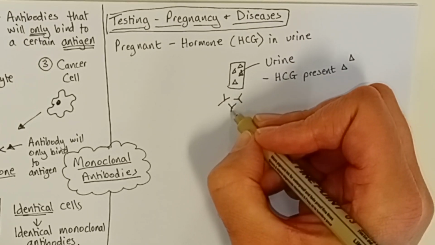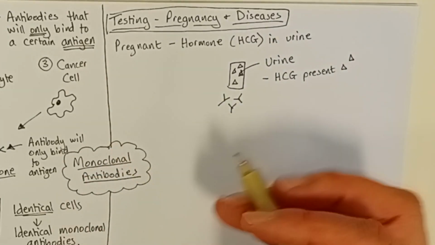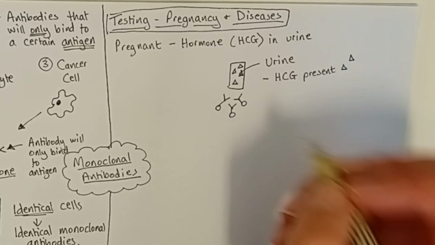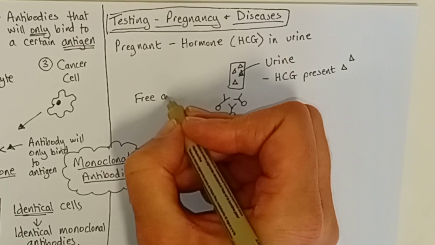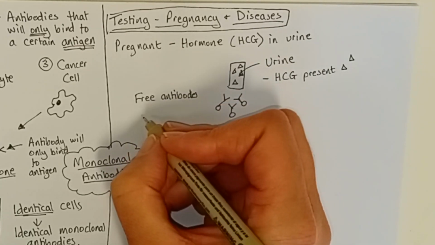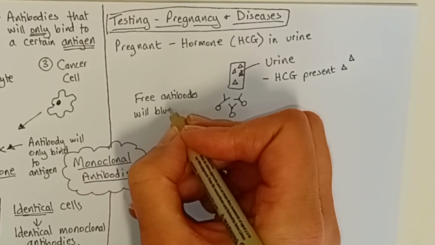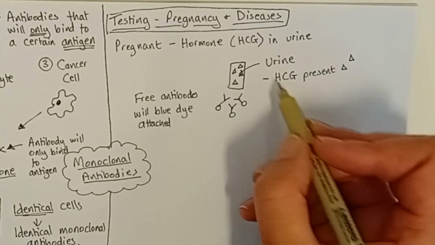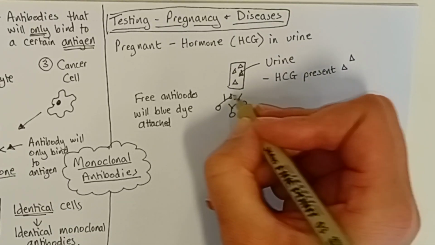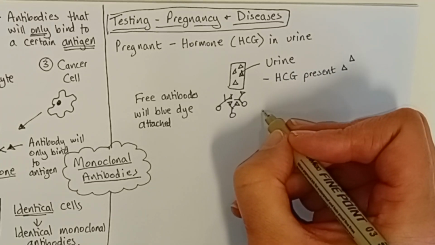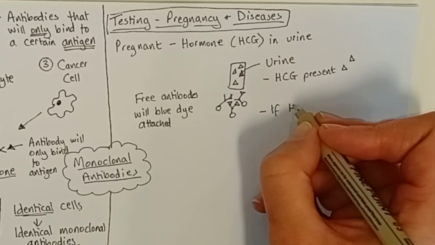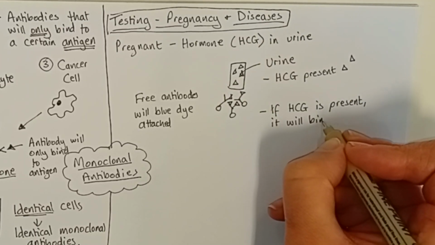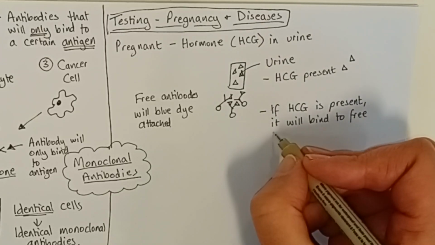Okay, so remember, monoclonal antibodies, they're proteins, they've got 2 binding sites, and those binding sites are specific to an antigen. These ones are specific to the HCG. But on the other end, they've got a blue bead of dye attached. So these are free antibodies, which means they can move. So if the antigen is present in the urine, it will stick to these antibodies here. So I'm going to draw it on. So it will bind to these free monoclonal antibodies.